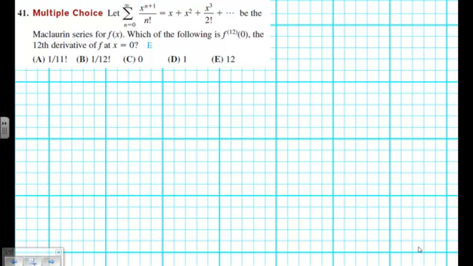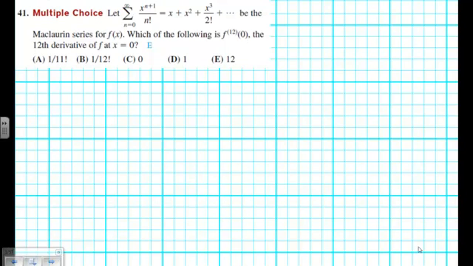So here's a recording of problem number 41 from section 9.3 from our calculus book. It asks us, given this particular Taylor polynomial or Taylor series, can you please tell me what the 12th derivative at 0 is? We recognize that this Taylor series is actually a Maclaurin series and that it's centered at 0. Right? And here's what we know.